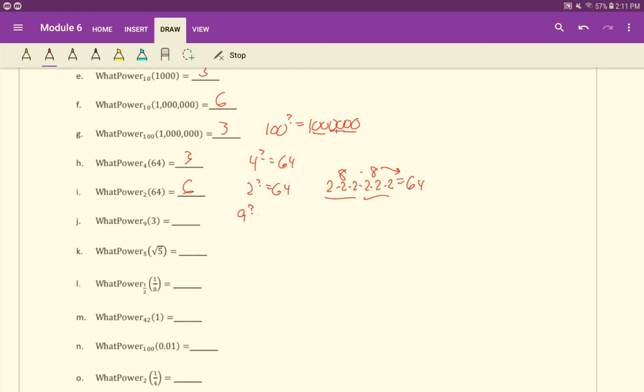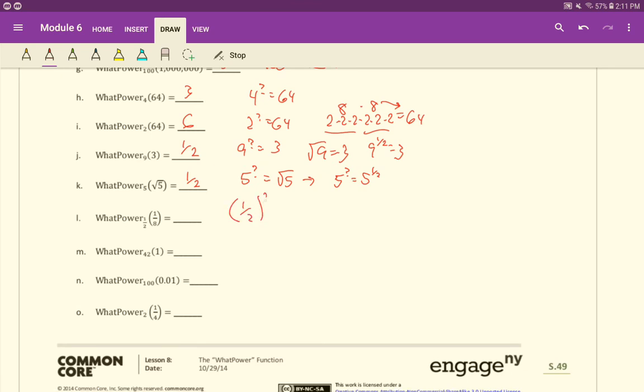Okay, 9 to what power gives you 3? Well, to get 9 to become 3, you take the square root. So you get 1 half. The square root of 9 equals 3, so it's the same thing as 9 to the 1 half power equals 3. 5 to what power gives you the square root of 5? Remember, square roots are the same as an exponent of 1 half. So the power is going to be 1 half.